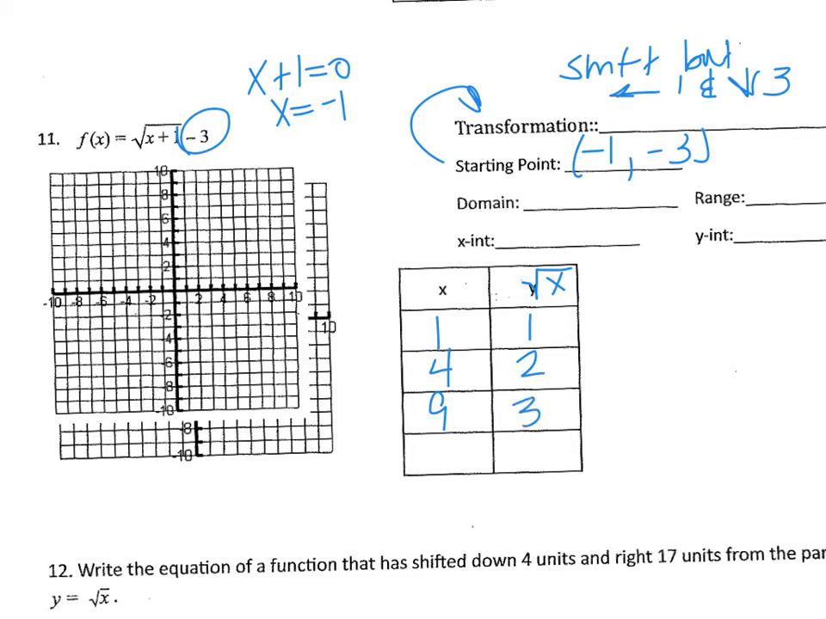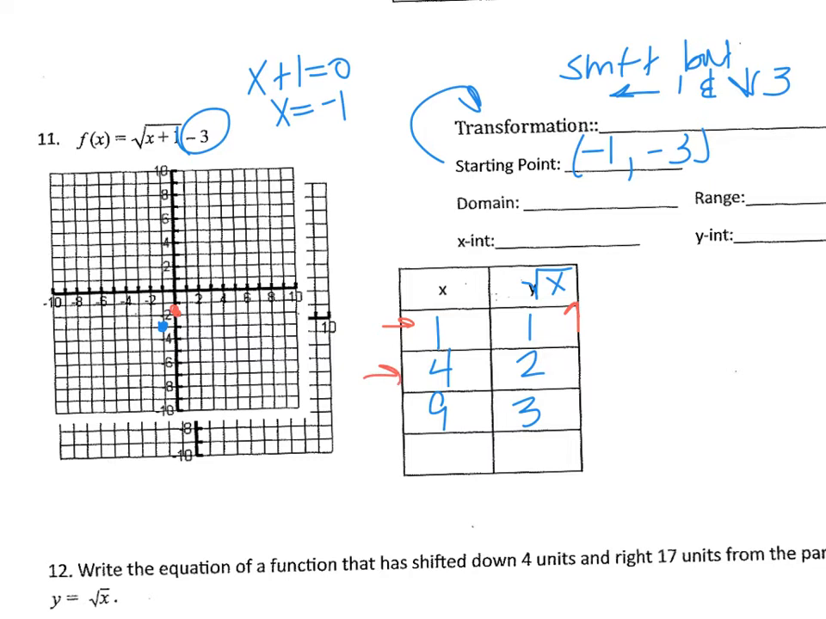So if we switch colors and go to our red so you can see what I did, we're going to go over 1 and up 1 from the vertex. So I probably ought to graph the vertex first. The vertex is negative 1, negative 3, so the vertex is right there. And then we're going to do our red. So I'm going to go right 1 and up 1, right 1, up 1.